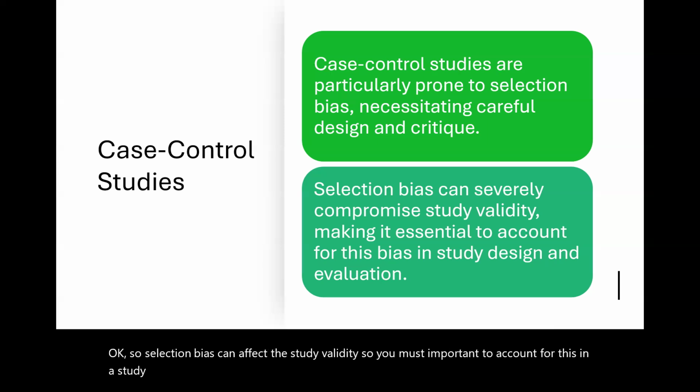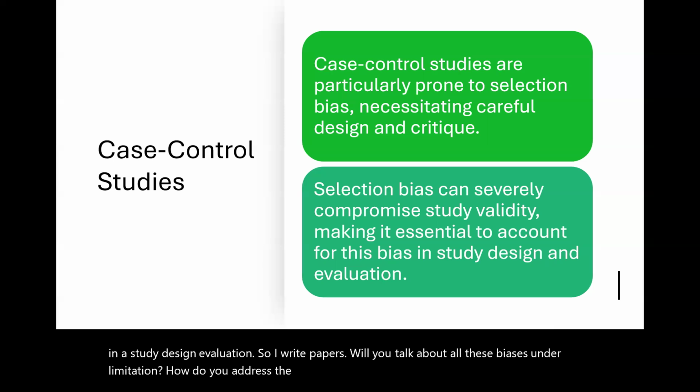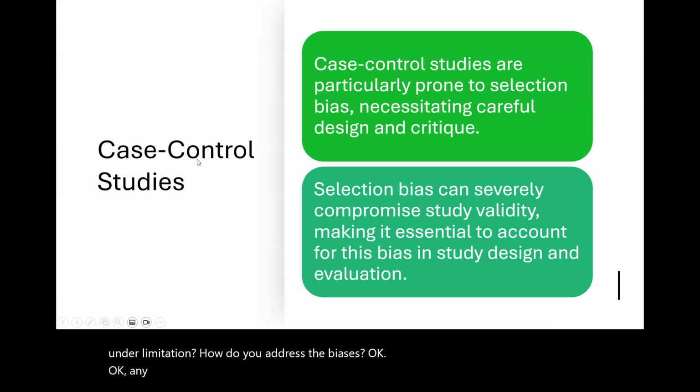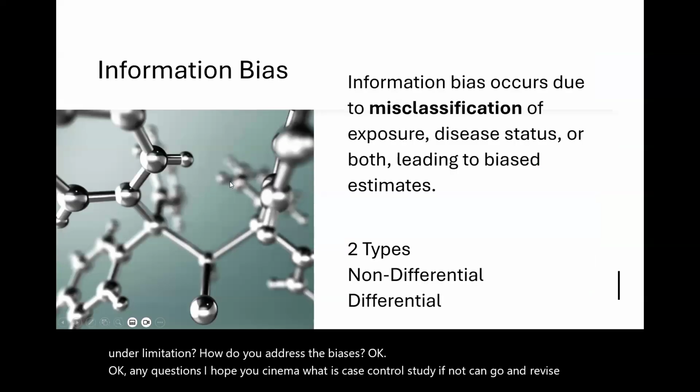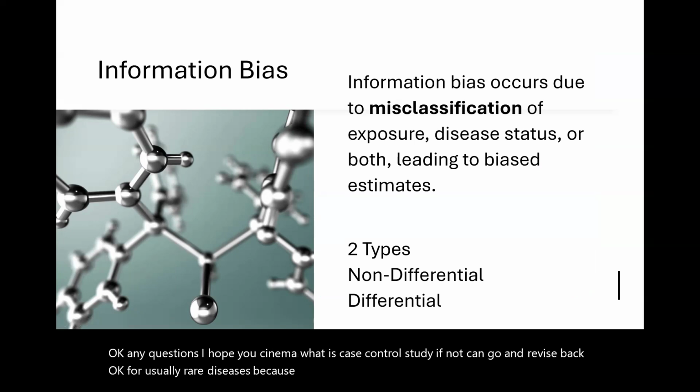So when we write papers, we talk about all these biases under limitation. How do you address the biases? Any questions? I hope you still remember what a case control study is. If not, can you go and revise. Rare disease, like what you said. Usually for rare diseases, because you don't want to follow up for enough time.